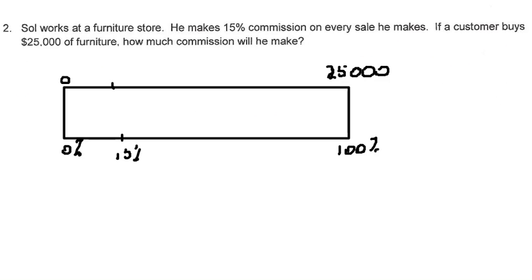Question number 2. Sol works at a furniture store. He makes 15% commission on every sale he makes. If a customer buys $25,000 of furniture, how much commission will he make? So he makes 15% of whatever he sells. So 15% of $25,000 is $3,750.